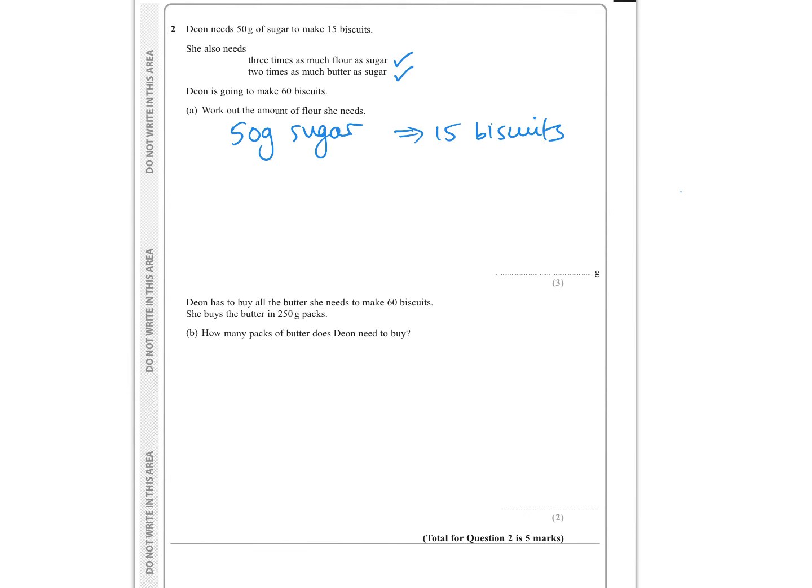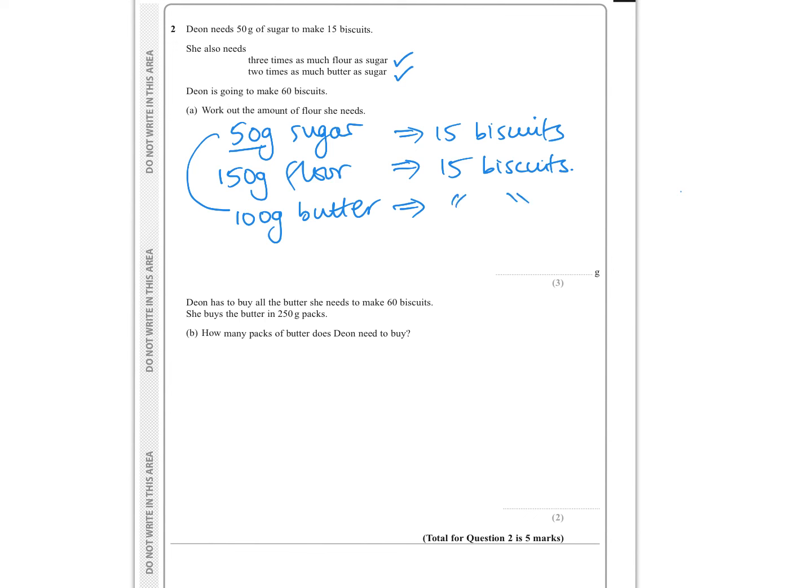And we need 3 times as much flour as there is sugar. So for the flour, we'd have to have 3 times as much as 50, which is 150 grams of flour. And that's for 15 biscuits. And it says twice as much butter as there is sugar. So the amount of butter needed would be twice as much as 50, which is 100 grams of butter. And again, that's for 15 biscuits.